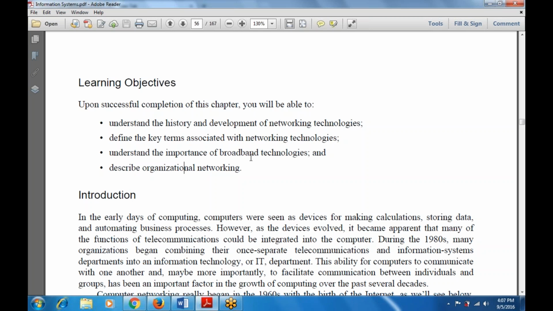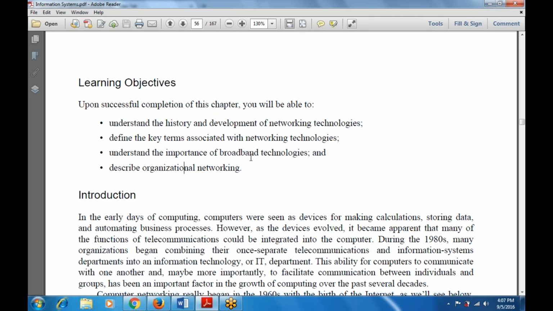So, understand the history and the development of the networking technology. Then define the key terms associated with networking technology. The next one is the various key terms used in networking technologies. Then understand the importance of broadband technology, that is, the main importance of the networking technology.